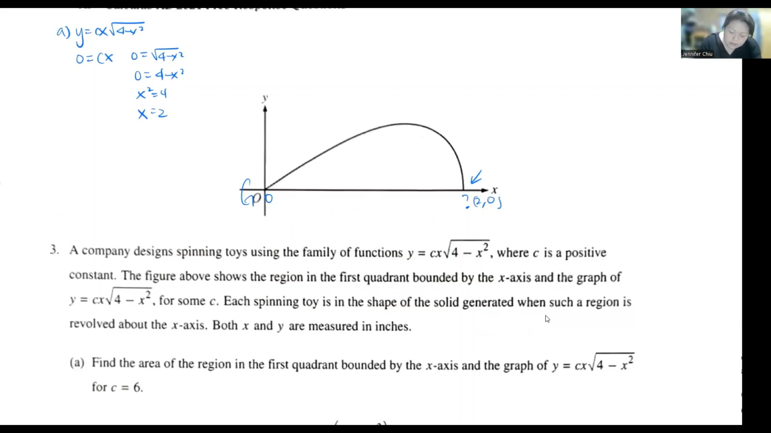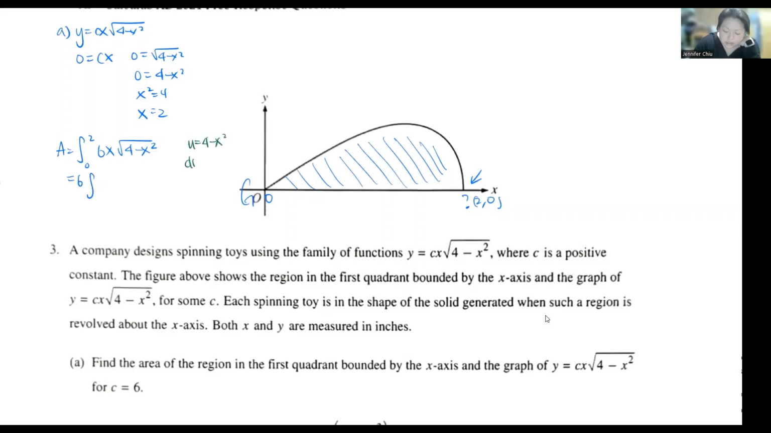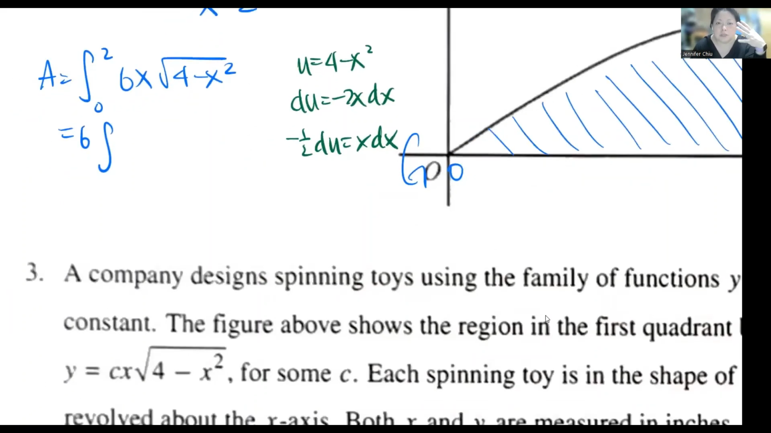Okay, so the area of this region, first it says find the area of the first quadrant. Okay, so then c equals 6. So area equals integral 0 to 2 of my function, 6x root 4 minus x squared. Okay, so you can see this is going to be a U-sub problem because you have 4 minus x squared in my square root and you have an x on the outside. Pull the 6 out because 6 is a coefficient, right? So I'm going to have 6 here, and then here I'm going to use my U-sub and say u equals 4 minus x squared, du equals negative 2x dx, negative 1/2 du equals x dx. And I'm also going to change my interval because that way it makes a nice U-sub here.